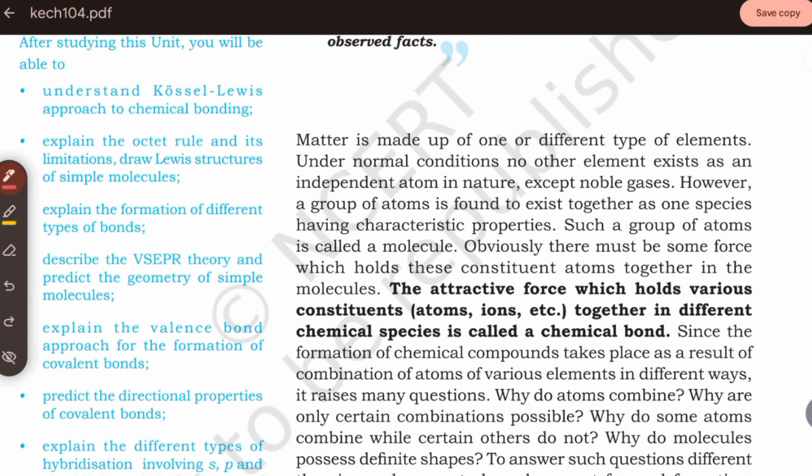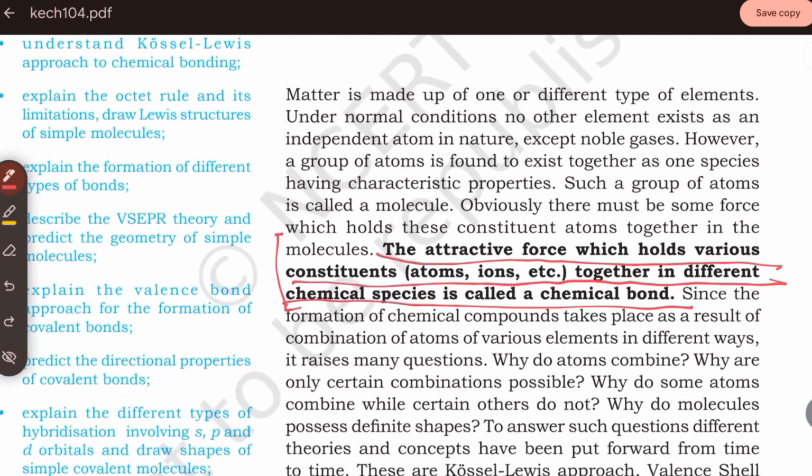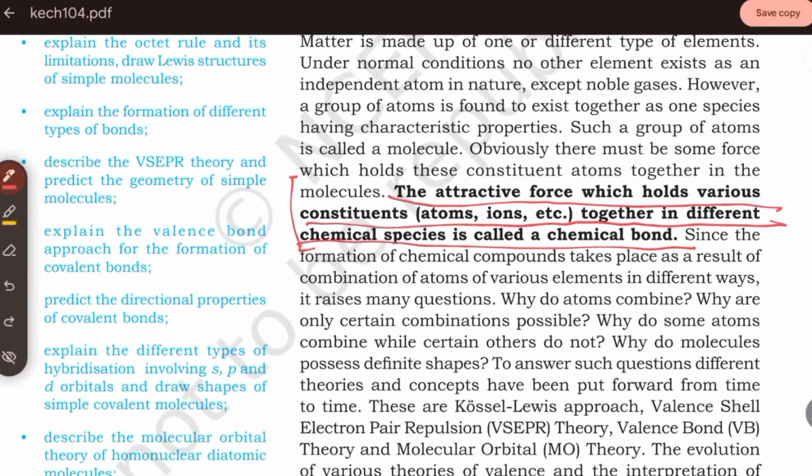Hello all of you. Today's discussion is about chemical bonding. What is a bonding? Bonding means any type of attractive interaction. So the attractive force which holds various constituents, that is atoms, ions, etc. together in different chemical species is called a chemical bond. This is your NCERT book. So here it is saying that any type of interaction that exists between atoms, between ions, by which they get held together, is known as a chemical bond.